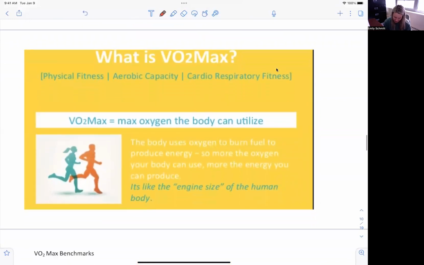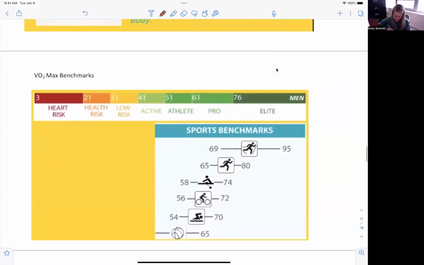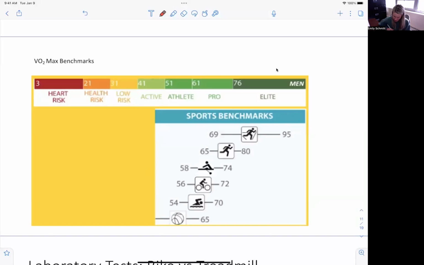So again, VO2 max is the maximal oxygen the body can utilize. It's like the engine size of the human body. So it really is that true physiological test to show you how well your body utilizes oxygen. This is a scale of VO2 max here, showing elite men in this particular example.